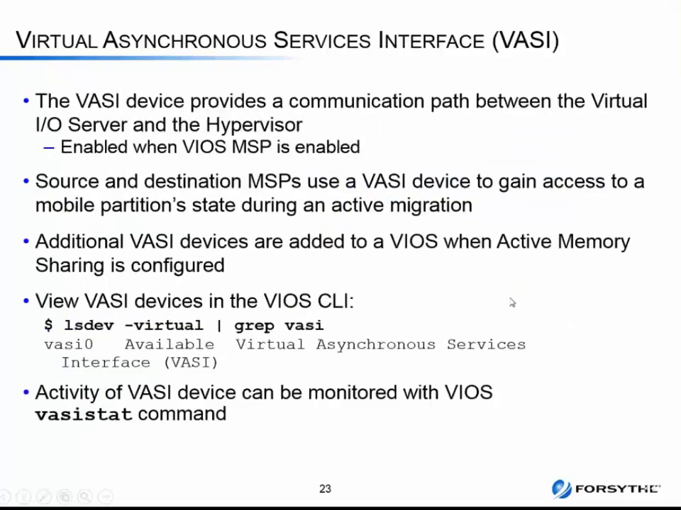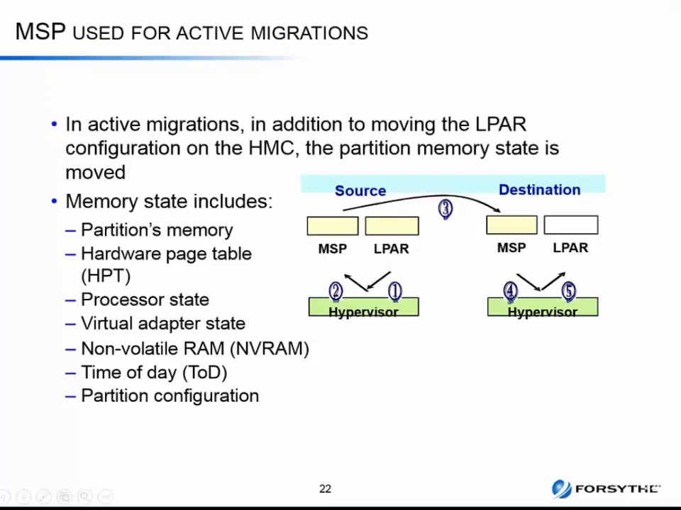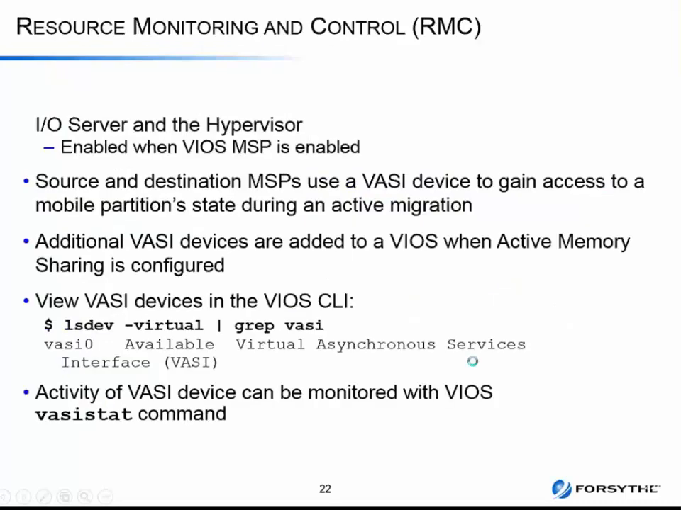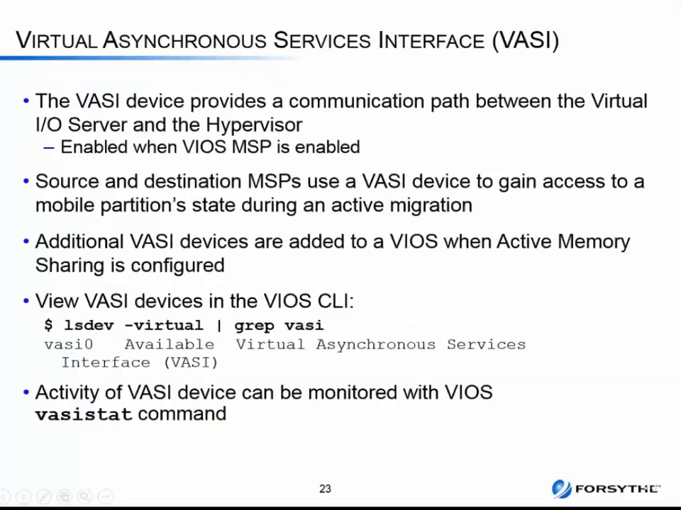There are also these things called VASI devices, and they set up a communication path between the VIO server and the hypervisor. So if we go back, you could see here there's a communication going on here and here, as well as this MSP to MSP. So the MSPs use the VASI to gain access to the partition state. Basically the MSP is going to talk to the hypervisor, get the mobile partition state, and then it will pass that over to the other MSP. If you want to find out information about the VASIs, you can do an lsdev on them. And there's also a vasistat command that lets you monitor what a VASI is actually doing during a migration.